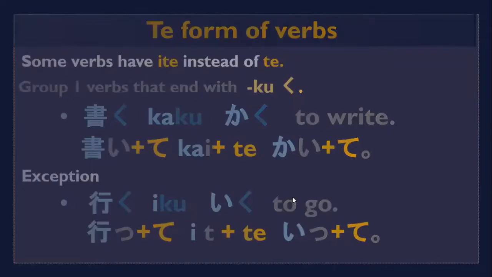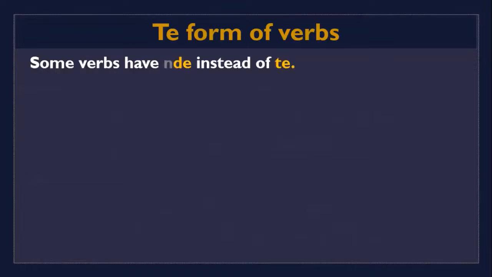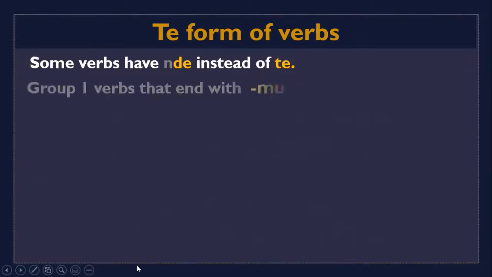Now let us look at other group 1 verbs. Some verbs have nde instead of te. Okay. Group 1 verbs that end with mu, bu, and nu.